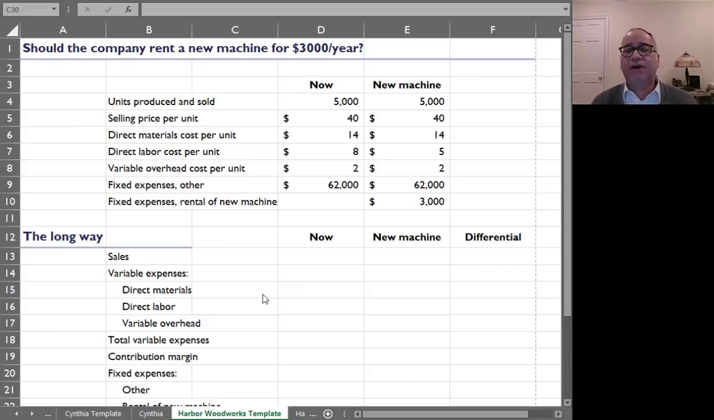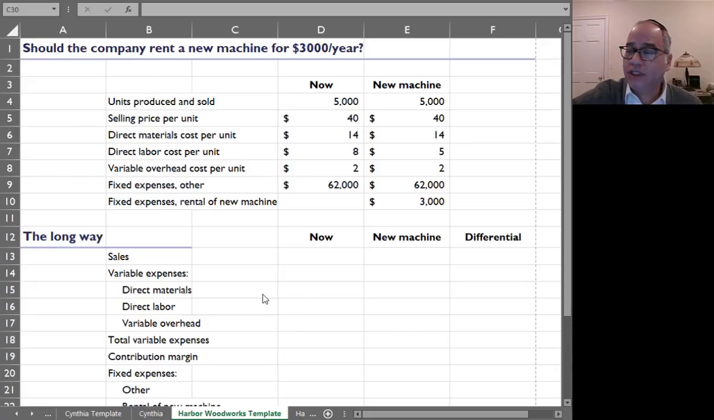So right now, we make 5,000 units. The selling price per unit is $40. Direct material per unit is $14. Direct labor per unit, $8. Variable overhead cost per unit is $2. Fixed expenses is $62,000. And if we rent the new machine, we're going to have to pay an additional $3,000.